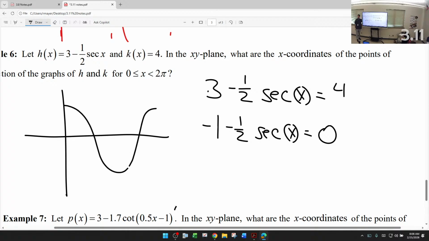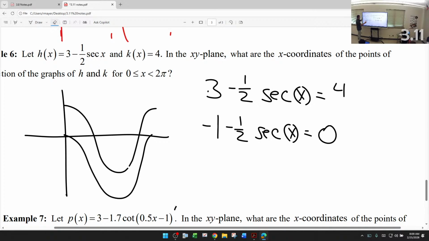That's what cosine's supposed to look like. I don't have this. I got -1, so I'm moving this whole thing down 1 unit. So now it's starting here. And then instead of going from 1/2, I need to shrink it first. Multiply before you add and subtract.